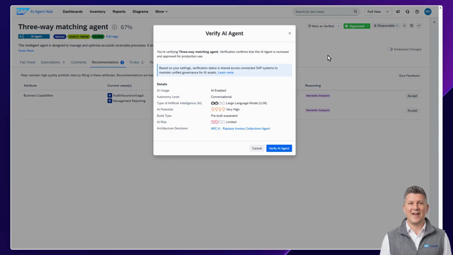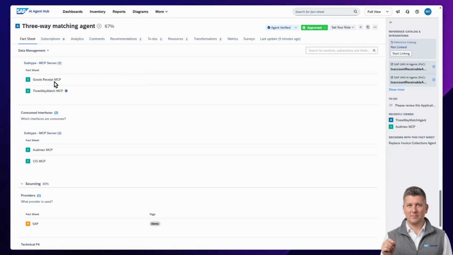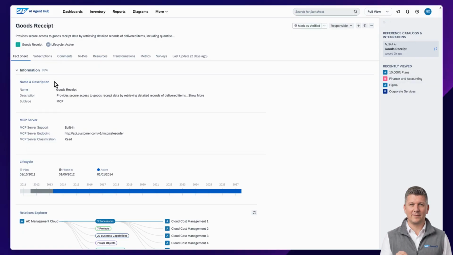Ava, who is in charge of AI governance, can set the agent to verified, validating its acceptance for production use at Arcstone. Now that Ava has approved this agent, she must ensure that all associated MCP servers are also properly verified. This is essential to maintain end-to-end governance across the AI landscape, particularly because MCP servers are foundational components that will be reused across multiple agents, applications, and solutions.